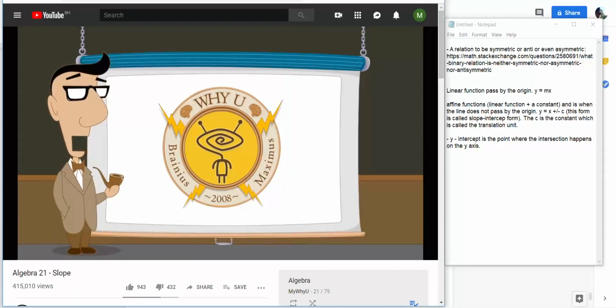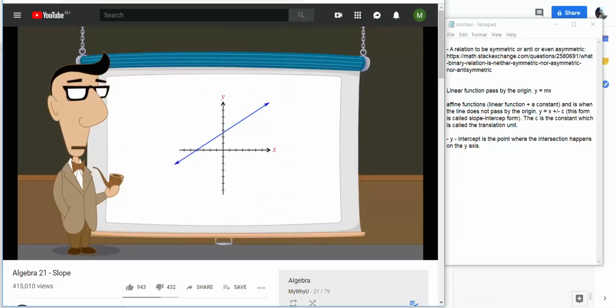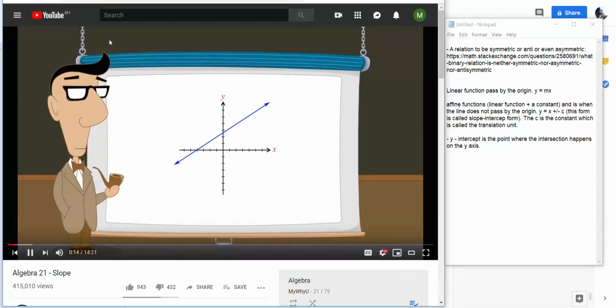In the last lecture, we saw how an equation for a line can be written in slope-intercept form.